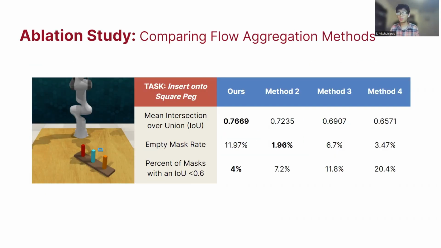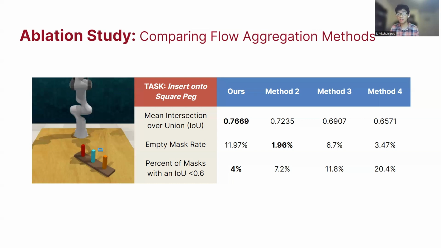Additionally, we perform an ablation study comparing the flow aggregation methods mentioned earlier. For each method, we generate a data set of 500 pseudo ground truth masks from video demonstrations for each task using the compared methods. In cases where the generated mask turns out empty, we record the occurrence, ignore the mask, and resample a new demonstration until we get a data set of a total of 500 non-empty ground truth masks.